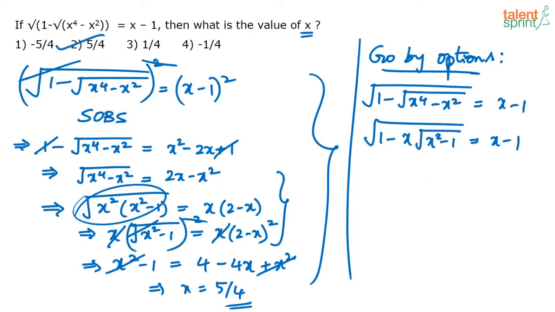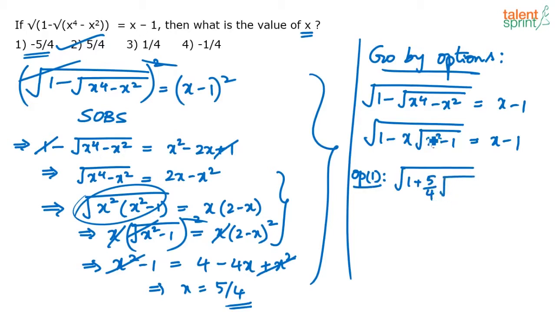So I'll go by option 1. What is given in option 1? Minus 5 by 4. Substitute minus 5 by 4 wherever you have x. If it satisfies, that's the answer. Otherwise, go for the next option. So let's go by option 1. Option 1 would mean root over 1 minus of minus 5 by 4. So minus of minus 5 by 4 will make it plus 5 by 4.